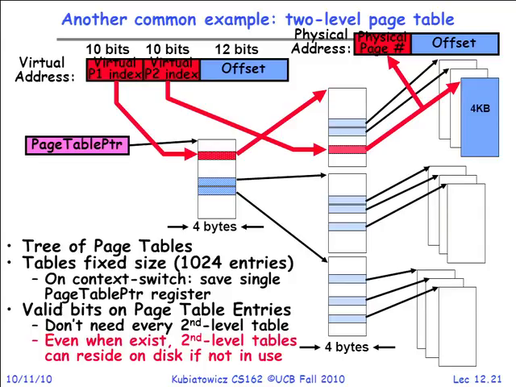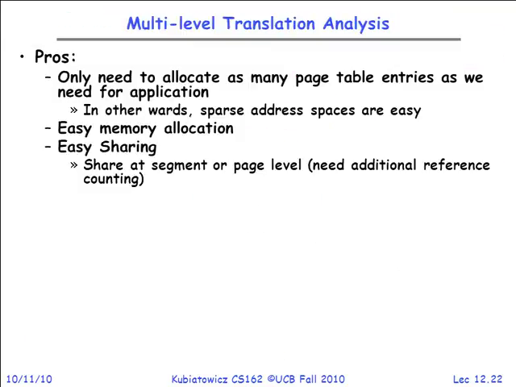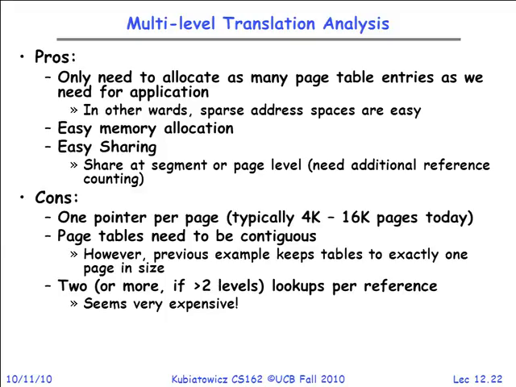Okay, it's pretty easy to allocate if you do that sort of page chunk thing that I showed you. It's easy to share, so you can share at the page level very easily. Cons of this are, well, one pointer per page grows pretty rapidly. Another thing is the page tables themselves have to be contiguous, although in that previous example, we made sure that the contiguous part is never more than a page in size, so maybe that's good. There are also 2 or more levels of lookup per reference. As you could imagine, we're trying to make memory fast, and suddenly we've got to look up at the beginning, then the next one, then the next one. Eventually, we look up the actual entry.